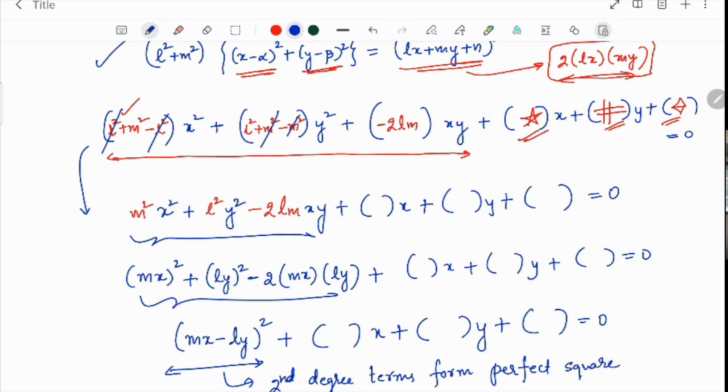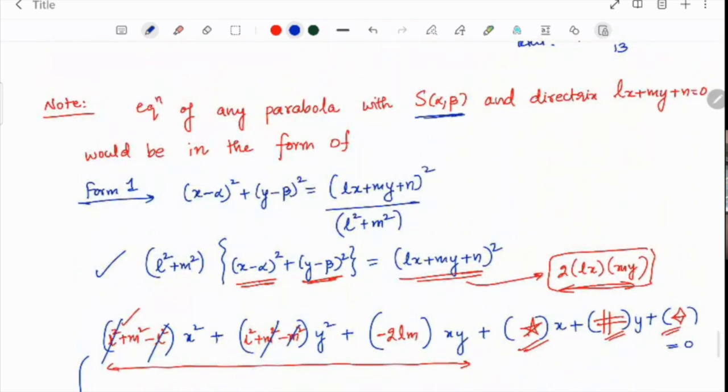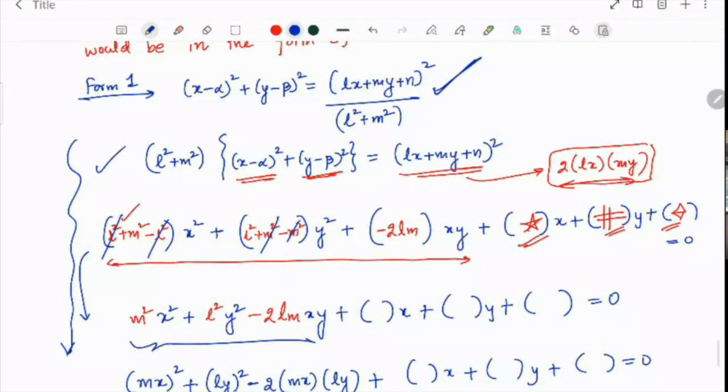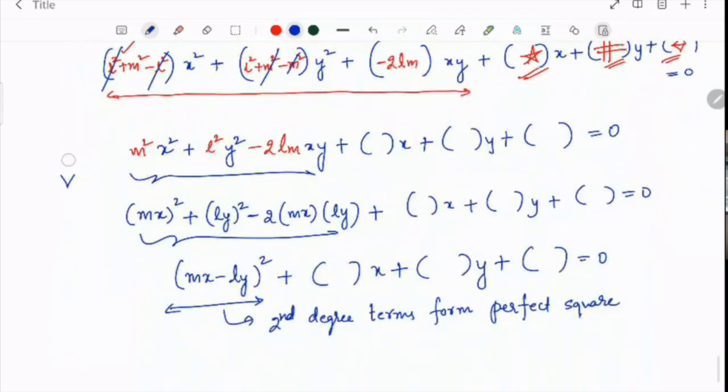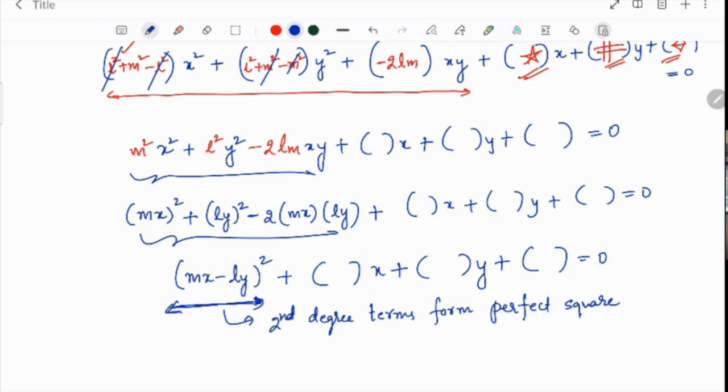Okay, let's see from the beginning what has happened. Parabola is having focus as alpha comma beta, directrix as lx plus my plus n is equal to 0. So its equation is like this. So we manipulated it by multiplying with L square plus M square on both sides. Finally, we get a result, that every parabola equation will be in this form. And the second degree terms, what are they doing? They are forming a perfect square.